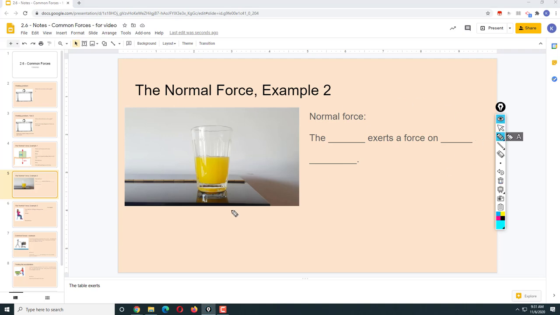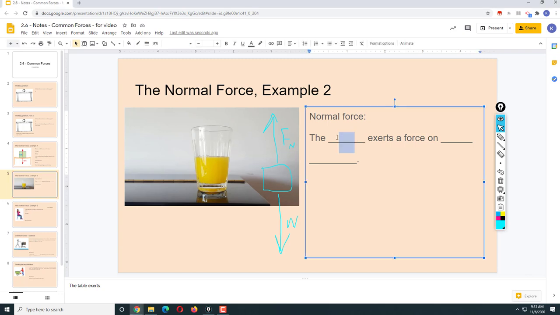Here, again, we have two forces, weight, and I'm going to write F_N for normal force. What is the normal force? Well, what is pushing the cup or the juice up? The table exerts a force on the cup, and we know it's upwards. That's the normal force.